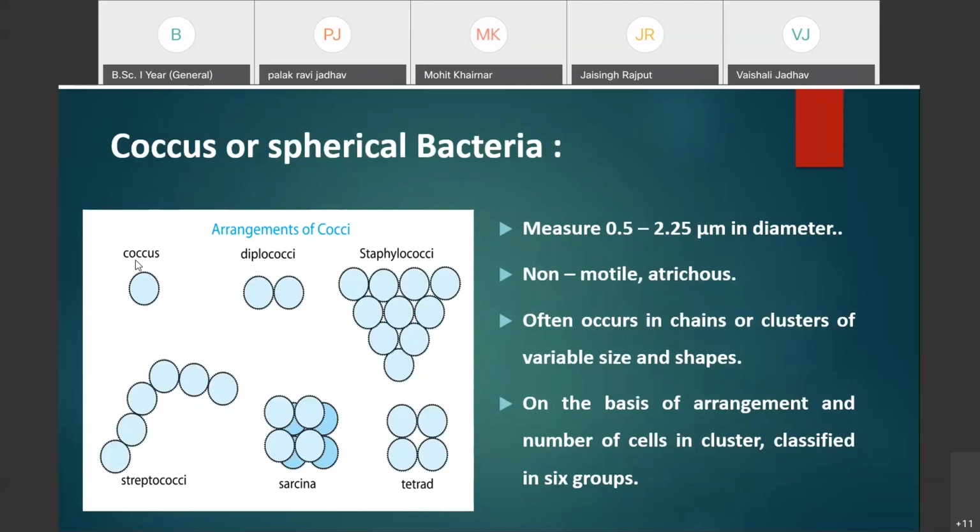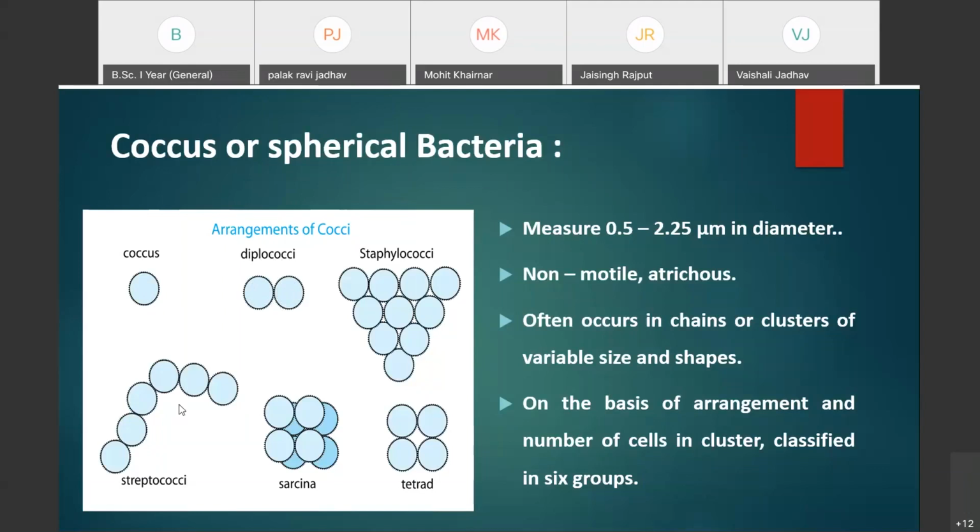An example of the coccus bacteria is Micrococcus cryophilus. And for diplococci, when two spherical bacteria occur in pairs, they are called diplococci. The example of the diplococci is Diplococcus pneumoniae, which is responsible for pneumonia.